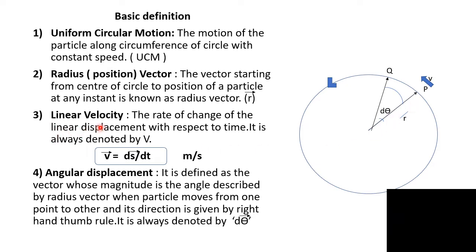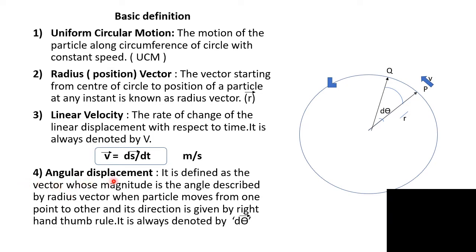Third, linear velocity. The rate of change of linear displacement with respect to time is known as linear velocity. It is always denoted by v bar. V bar equal to ds bar upon dt. The SI unit of linear velocity is meter per second.